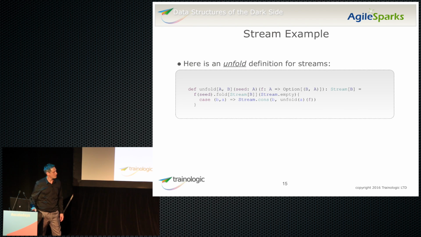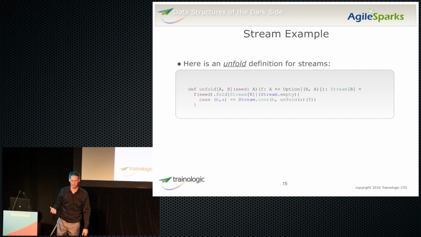You see here? I will just invoke f on seed, get an option, and use the fold on the option. Meaning if I got a none, a stream empty, this will be the result. And if I'm getting a tuple, B and A, then I will just create a stream. The first element will be B, and then I will do a recursive call and fold on the next element.